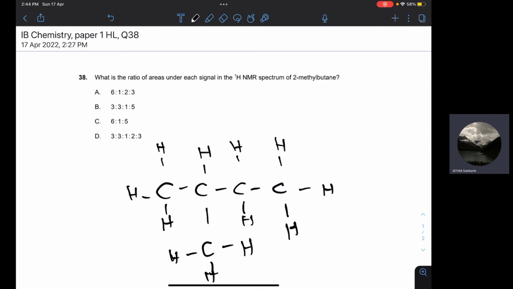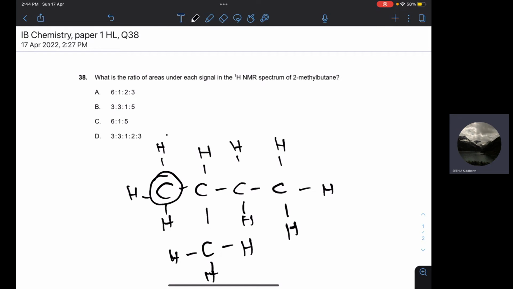Now what is essentially the HNMR spectrum? The HNMR spectrum tells us how many different hydrogen environments are present in a molecule. And how do you determine the number of hydrogen environments? Well, you look at each carbon. You look at the hydrogens on each carbon. So if I look at the hydrogens on carbon number 1, I'm going to look at the hydrogens on this carbon.